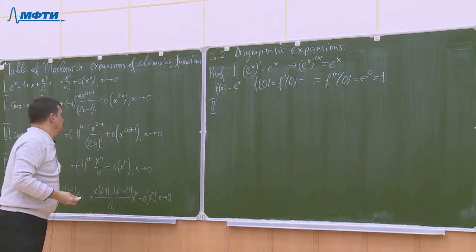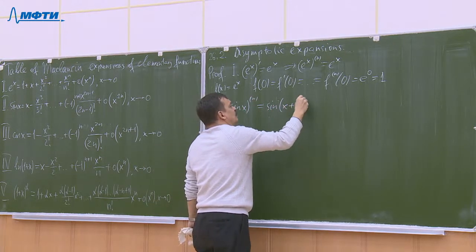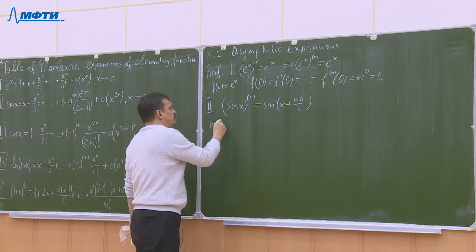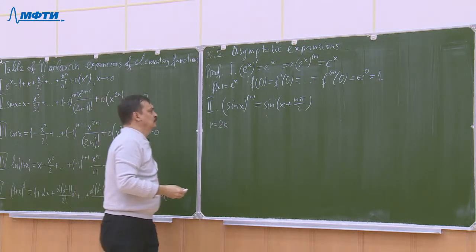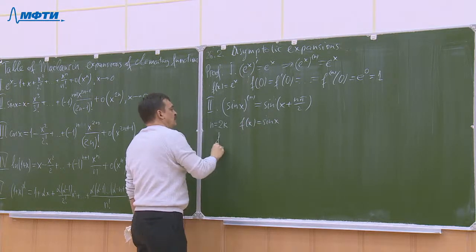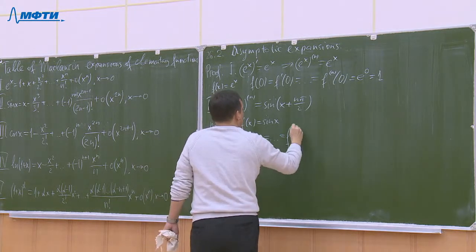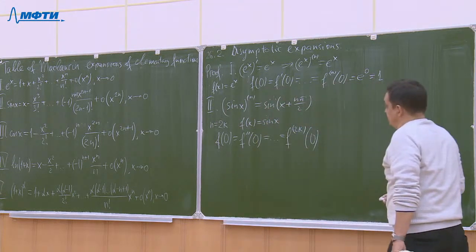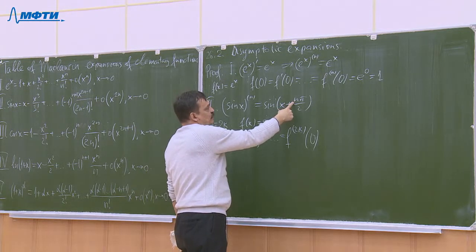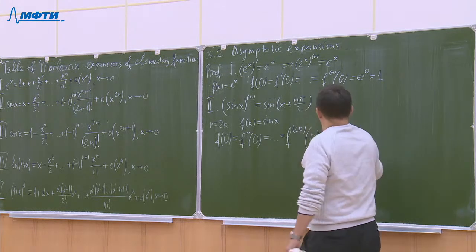Okay, second. Here we know the formula: the nth derivative of sine x equals sine of x plus n pi over 2. Then it means that for n equals 2k, for f of x equals sine x, we have f at 0 equals the second derivative at 0, and so on, equals the derivative of order 2k. If we have 2k here, then we have sine of x plus k pi, that is sine of k pi, and that is 0.